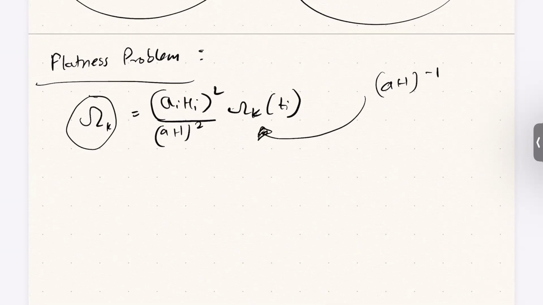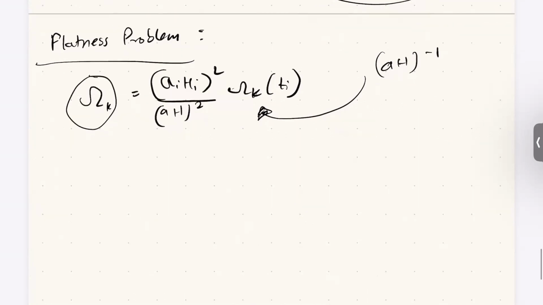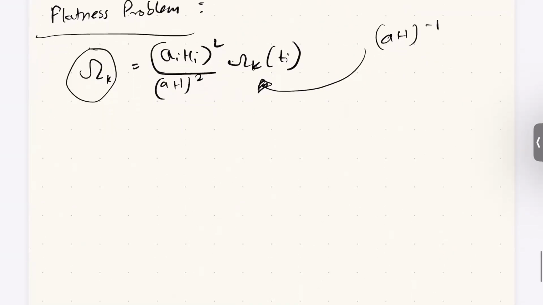When H inverse keeps getting smaller, then omega k at an earlier time should be small, right? Which makes sense because we start out with a small omega k, and now we have something that's still small, but at earlier times we had much smaller curvature contributions, right? Which essentially solves the flatness problem if we have a shrinking Hubble sphere, but let's look at it a little more explicitly.